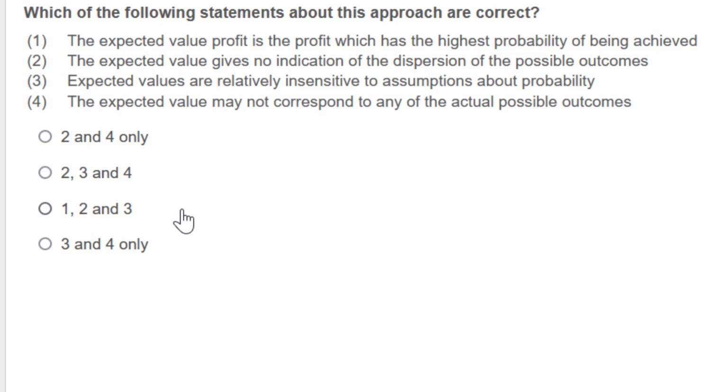Statement 3. Expected values are relatively insensitive to assumptions about probability. No, the expected value will change. If we change the probability, the expected value changes, so they are sensitive to the probability. So the answer, guys, is the first option, 2 and 4. 4, the expected value may not correspond to any of the actual outcomes. That's true.